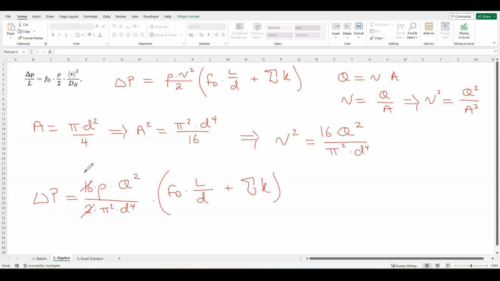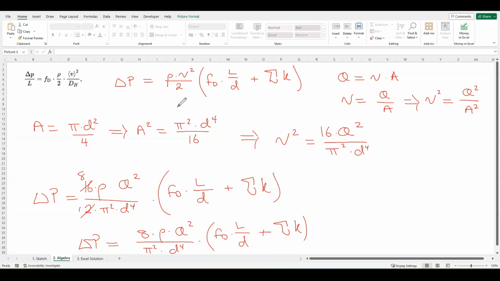Now, again, you can actually cancel these out to give you 8 and 1. And what you should end up with, I'll keep this neat, is 8 times rho times q squared divided by pi squared times by d to the power of 4. And then again, you've got your friction factor times by L over D plus the sum of your K values. Okay, now that's essentially the first stage of the calculations there.